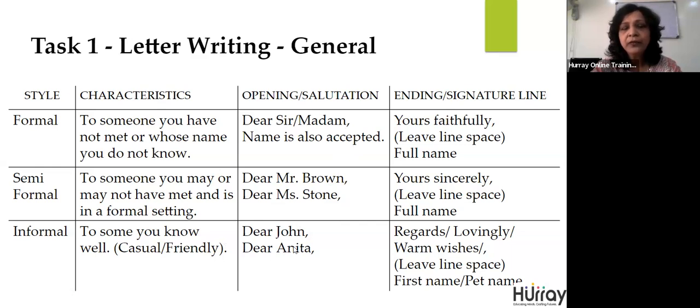Whereas in an informal letter, when you start off your salutation, you can write the first name of the person, like Dear John, Dear Anita, and put a comma. Then you have the body of the letter.